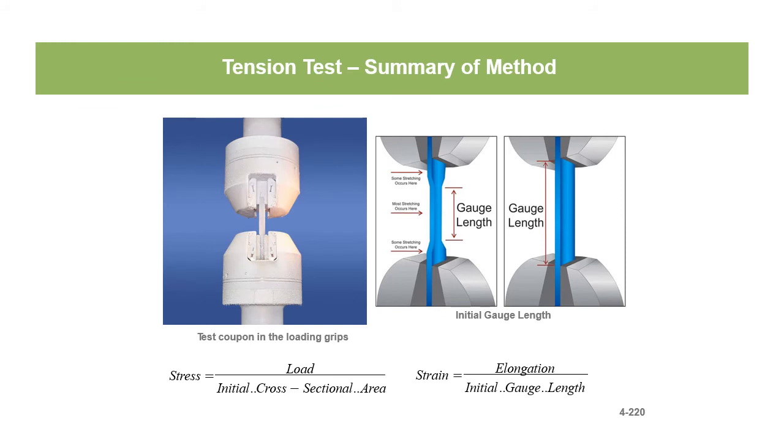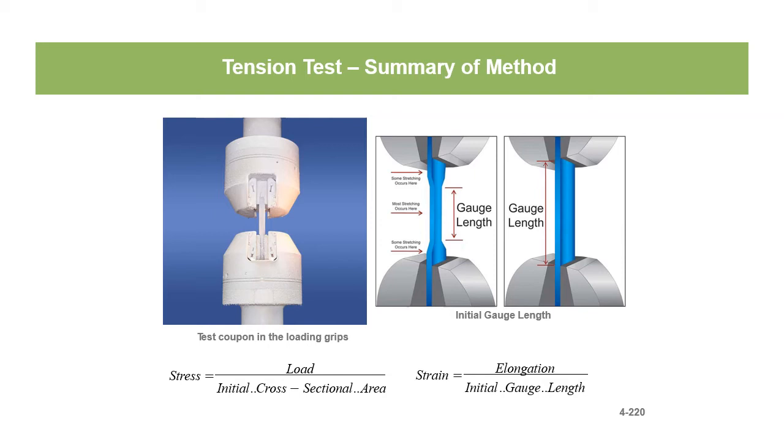Tension test, summary of method. Okay, for the tension test, on the left we've got the test coupon in the loading grips. To figure out what the stress is in PSI, we'll use PSI because it's the American/English system, you take your load, which is how much force it takes to make this specimen fail, and divide it by the initial cross-sectional area. So 100,000 pounds divided by 1 square inch gives you 100,000 psi as your stress.